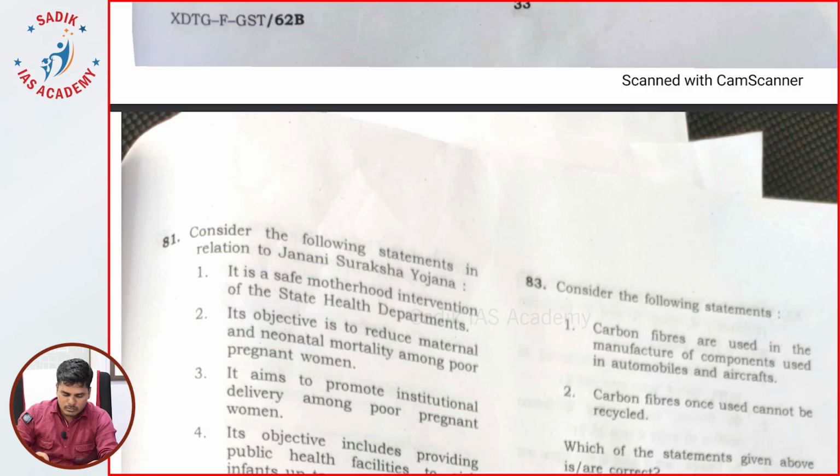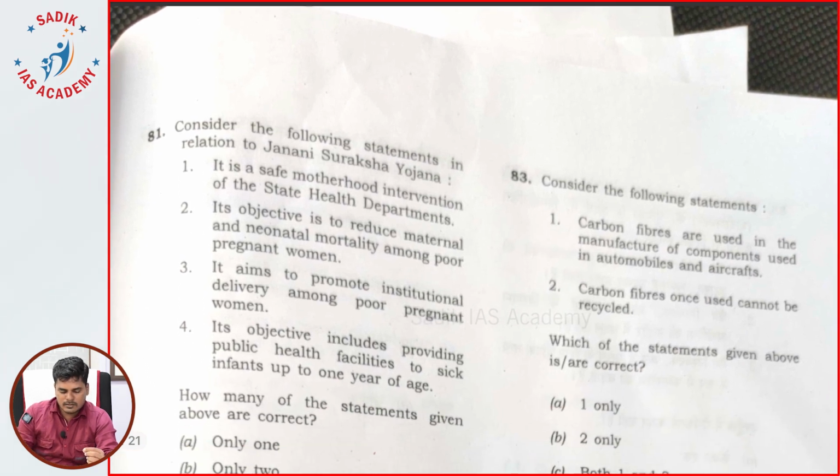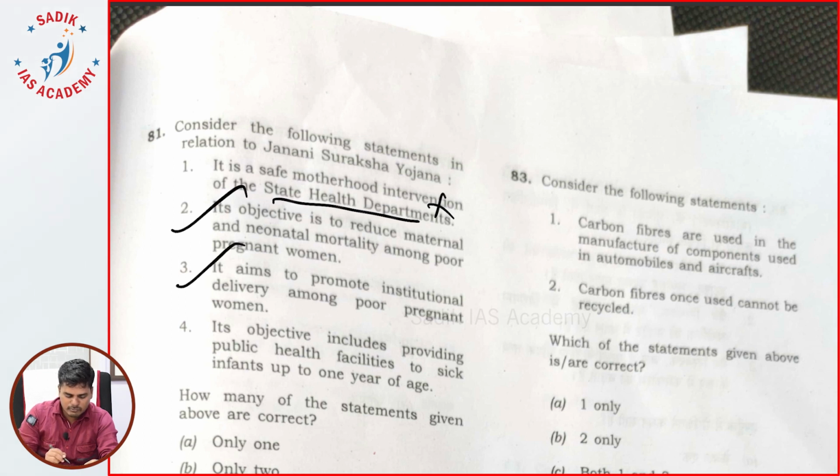Next question number 81, it is about Janani Suraksha Yojana. The first statement: it is a safe motherhood intervention of the state health departments. Yes, it is a motherhood intervention only, but it comes under the National Health Mission, and it is a 100% centrally sponsored scheme. So it is not state health departments. Because of that, this statement is wrong. Its objective is to reduce maternal and neonatal mortality among poor pregnant women. It is a correct statement. It aims to promote institutional delivery among poor pregnant women. It is also a correct statement.